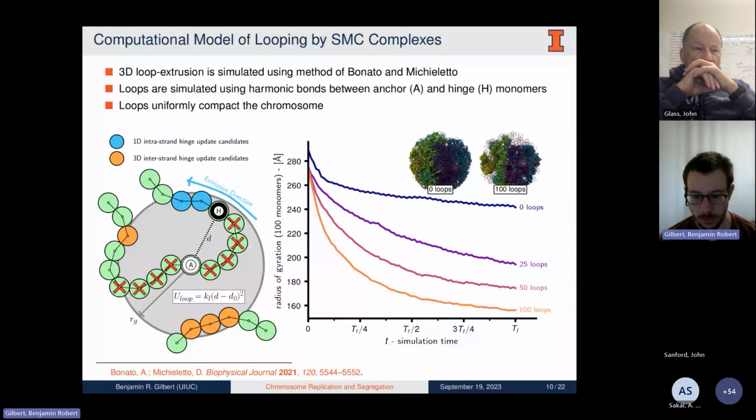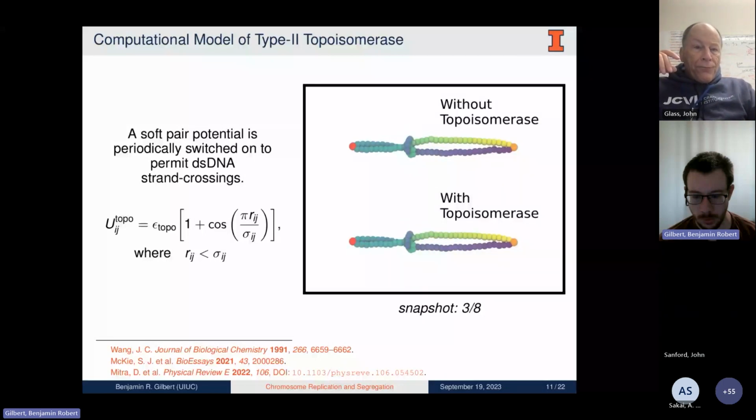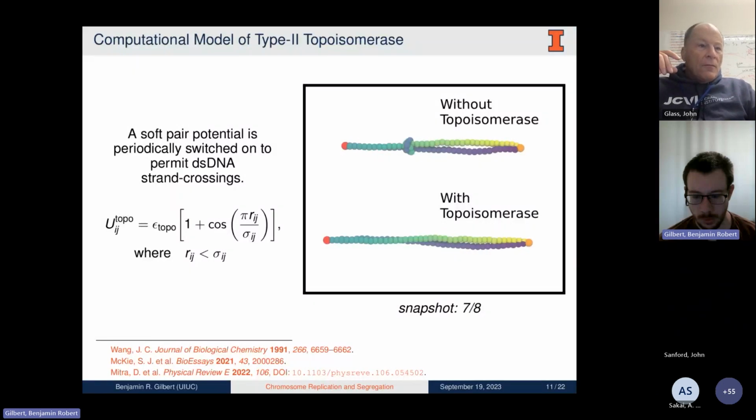And then the computational model of the type 2 topoisomerases we accomplished by using a soft pair potential that's periodically switched on and allows the strands to cross each other when they're in tension. So we can see this example where we pull a DNA circle into a knot, so it's a trefoil knot, and with topoisomerase it becomes unknotted, but without topoisomerase it remains knotted no matter how much you pull on it.